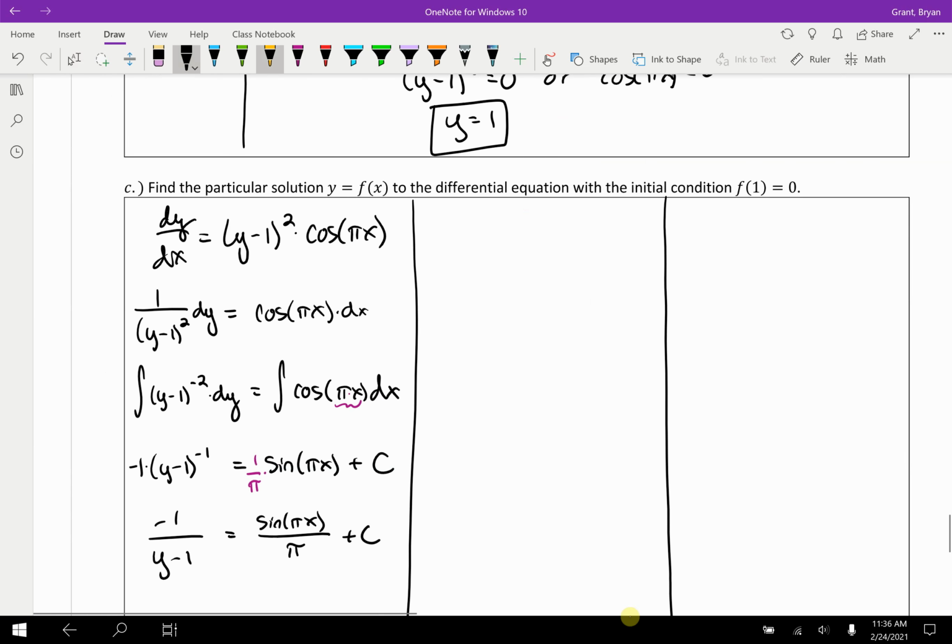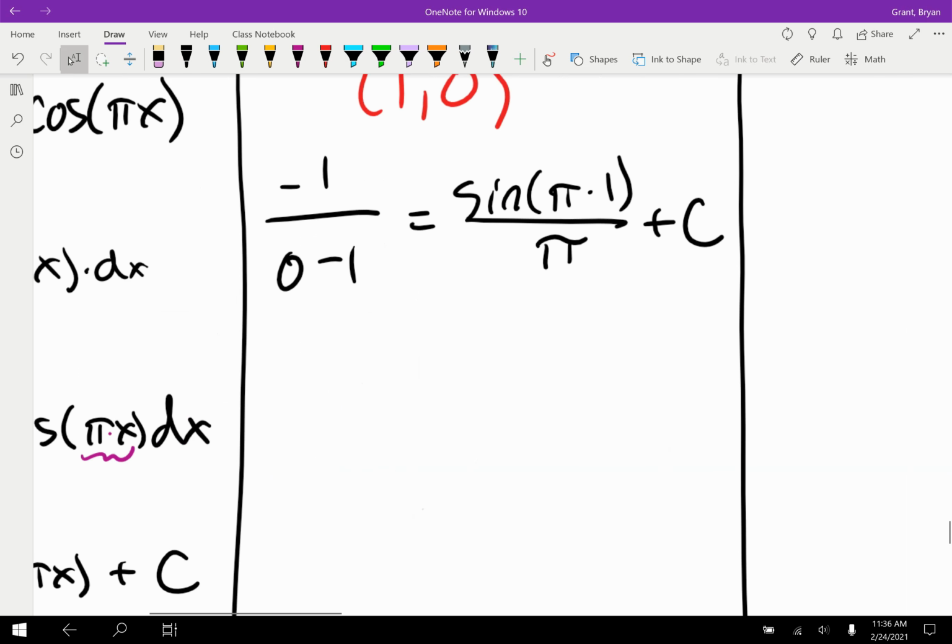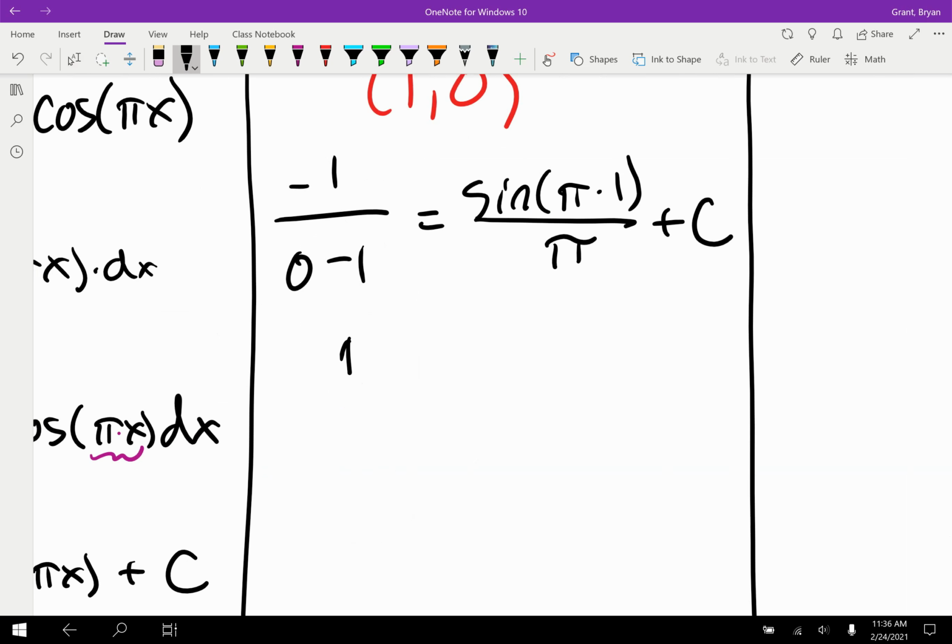Okay, initial condition. We know we have the point (1, 0). So −1 divided by (0 − 1). I find students tend to switch the x's and the y's here. Be careful with that. You know the y is the second coordinate. Equals sine of π times 1 divided by π plus c. −1 over −1 is +1. This is just sine of π, and sine of any full π value is 0, I think. So it looks like c is 1. That was nice and easy.